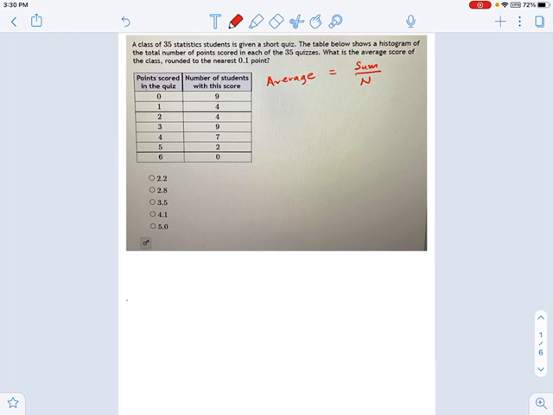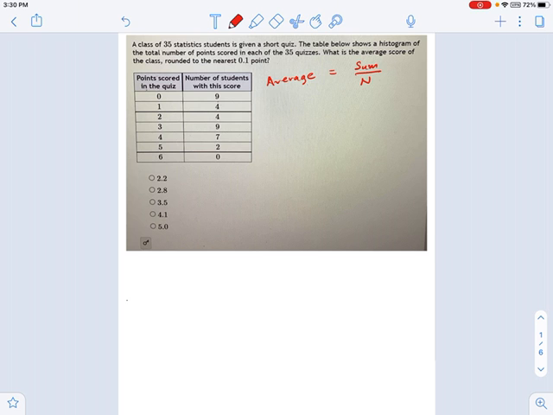And as the list gets bigger and bigger, like if I had a class of 200 students, then this would be ideal because I would still only have a table about 6 or 7 rows long, just with bigger numbers in it. So let's figure out how to find the sum. And if I know what the sum is, I can figure out what the average is because I know there's 35 students. So let's do the sum.